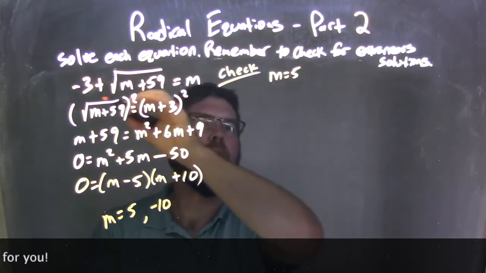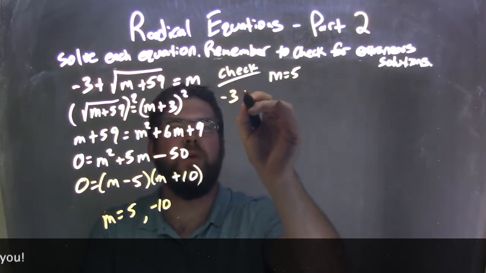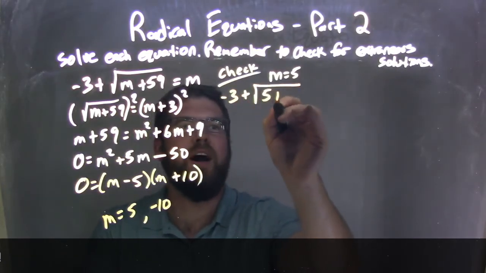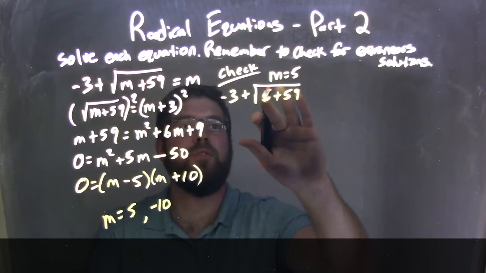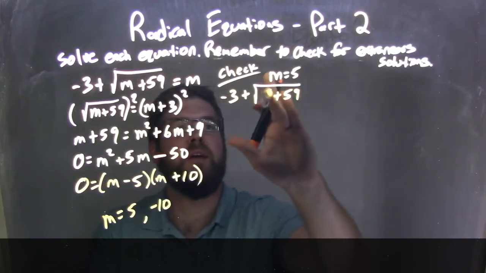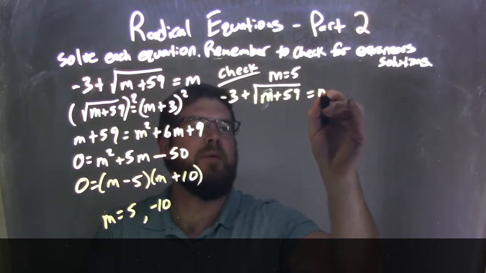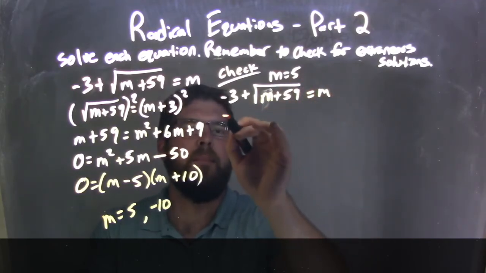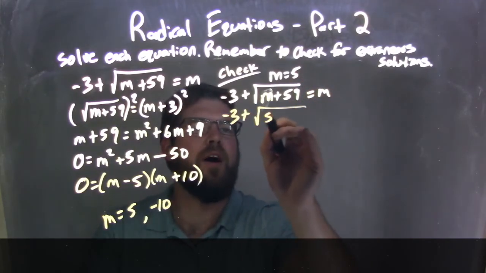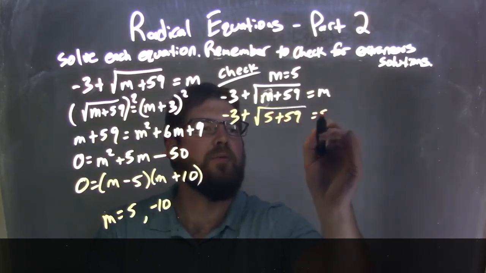Let's do that first. We plug into our original equation, negative 3 plus the square root of 5 plus 59. Whoops, let's do m, not substituting yet. Getting ahead of myself. That's the next step. m plus 59 equals m. Now I'm going to substitute 5 in for m. Negative 3 plus square root of 5 plus 59 equals 5.